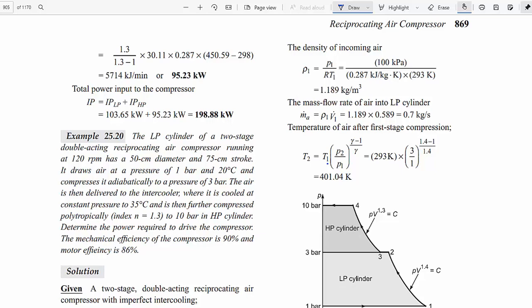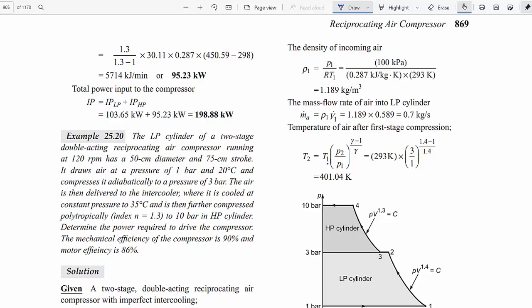The topic is a tutorial problem related to a multi-stage compressor with a double acting piston. It is a very interesting problem that covers all the topics in the reciprocating air compressor concept. Let me start the problem.